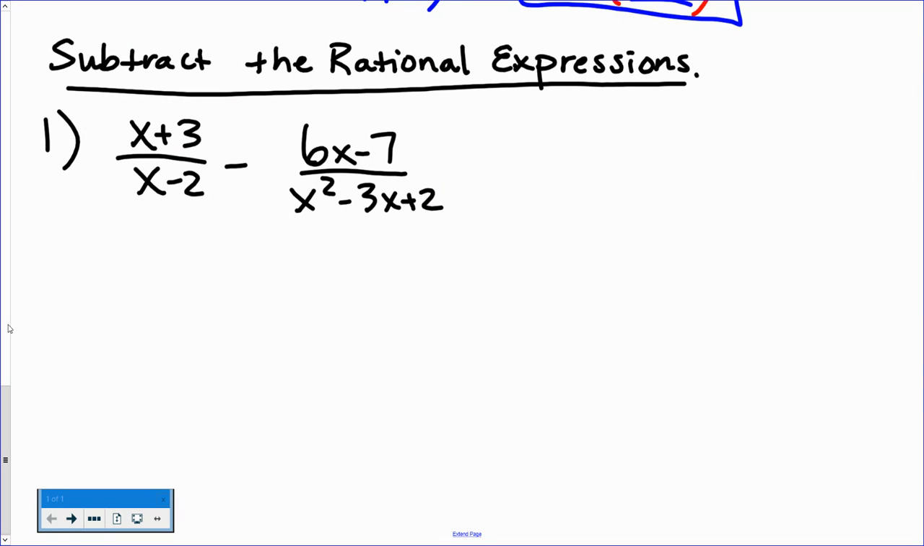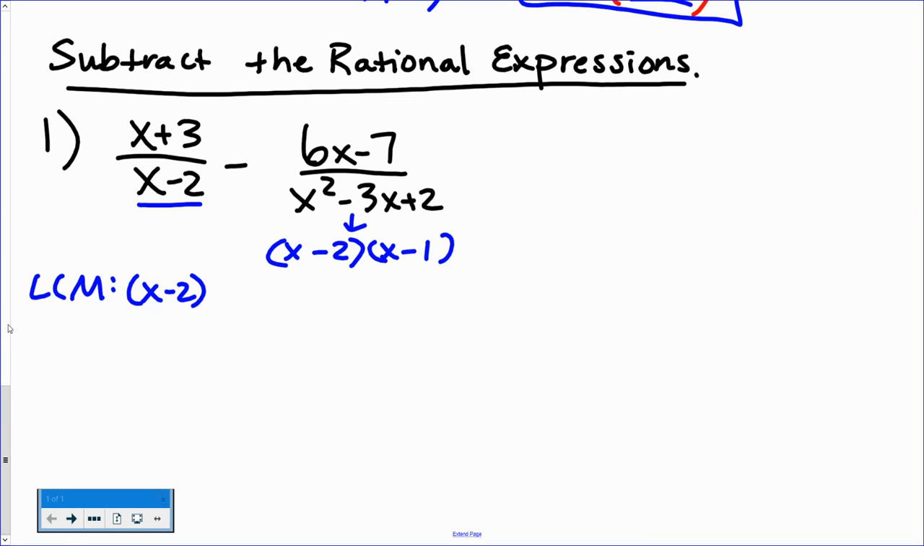So I need a common denominator again. I can't factor that anymore. I can factor this. And so to find that least common multiple or that least common denominator, it would need to be x minus 2 is in both, but also x minus 1. So that means my fraction denominator on the right has the denominator that I want, but the fraction on the left does not. I must multiply it by x minus 1.